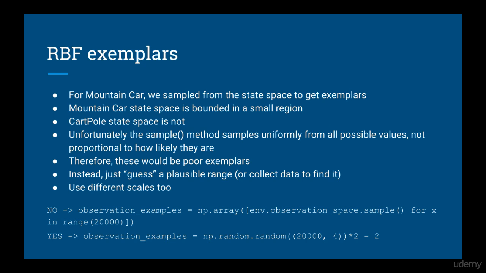Unfortunately, the OpenAI Gym sample function just samples uniformly from the state space, which is not representative of the states you would find yourself in a real episode. That means these samples would make poor exemplars. Instead, what we need to do is guess what the plausible ranges are, or if you wanted to get really fancy, you could play a few thousand episodes and sample from those values.